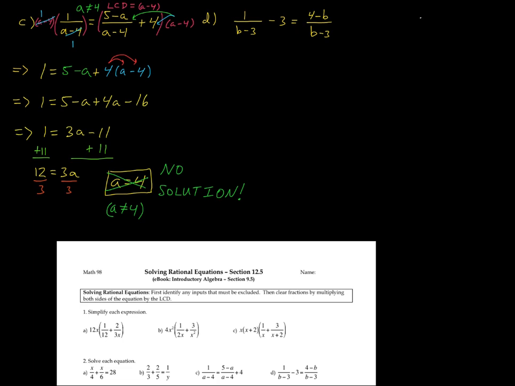It's pretty similar. So what's our restricted value here? Well, now b cannot equal 3. Otherwise, again, we'd have some division by 0. For our LCD, well, we only have the denominator b minus 3 show up, so that is the LCD. So just like in the last one, we'll go ahead and multiply both sides of our equation by this LCD.